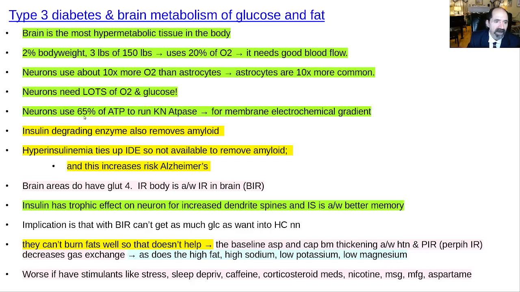Neurons use 65% of their energy to make ATP just for running that potassium sodium ATPase that we showed in their plasma membrane. It's like the whole energy battery for the entire cell. We talked about the glucose type 4 transporters, how those are impaired by insulin resistance, and then that the brain cells just can't burn fats well enough. The neurons, it doesn't help them. Okay.